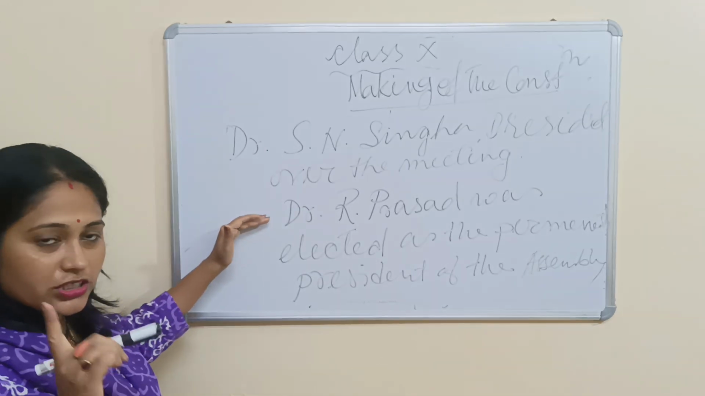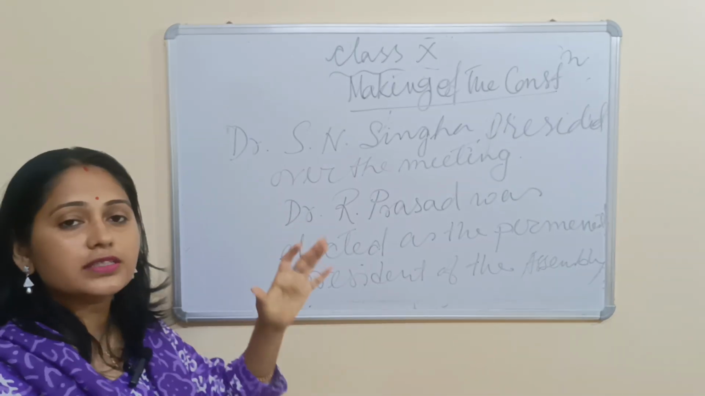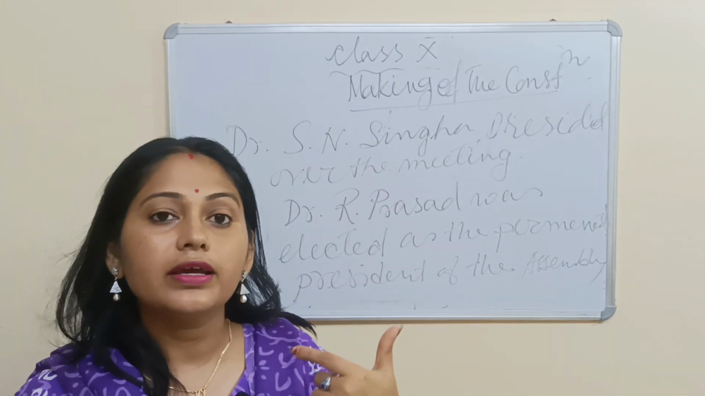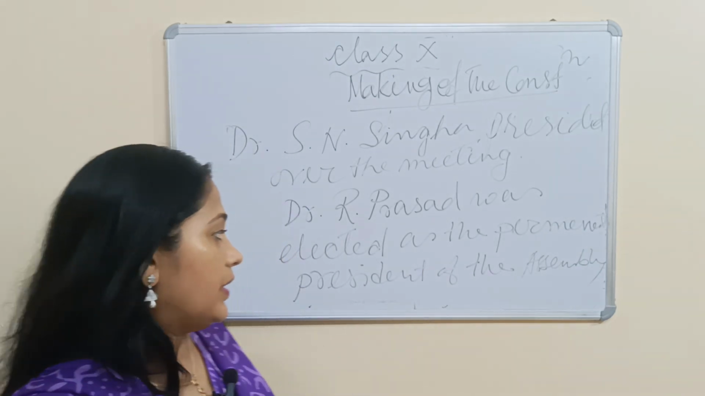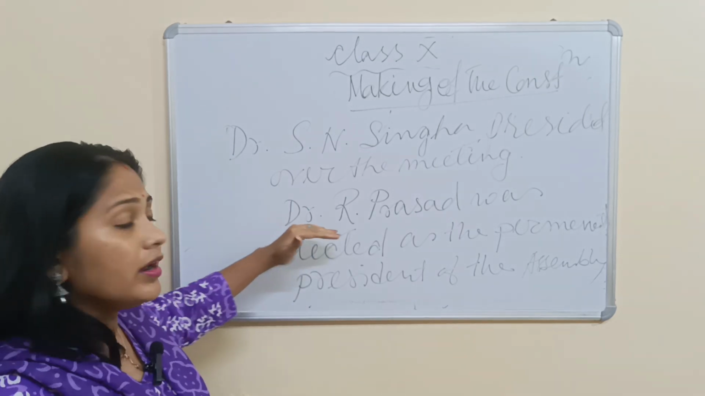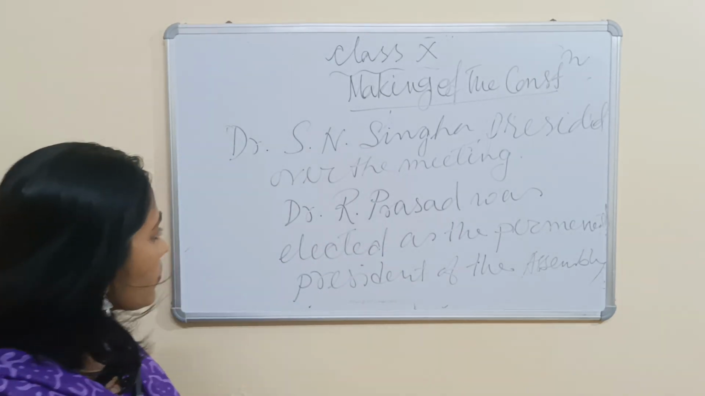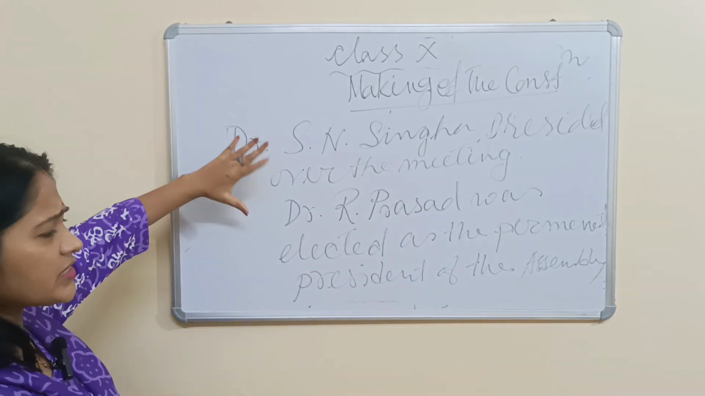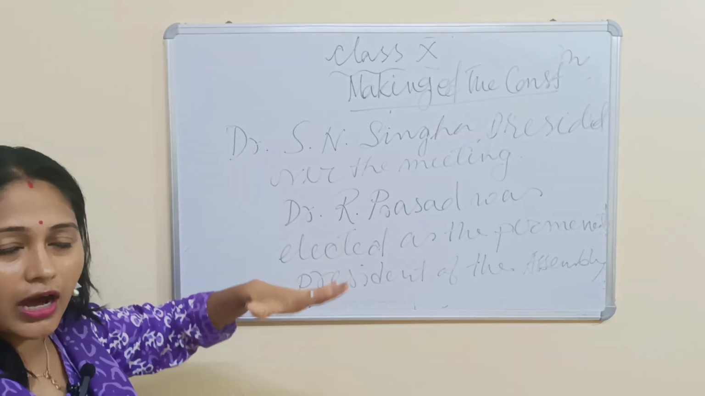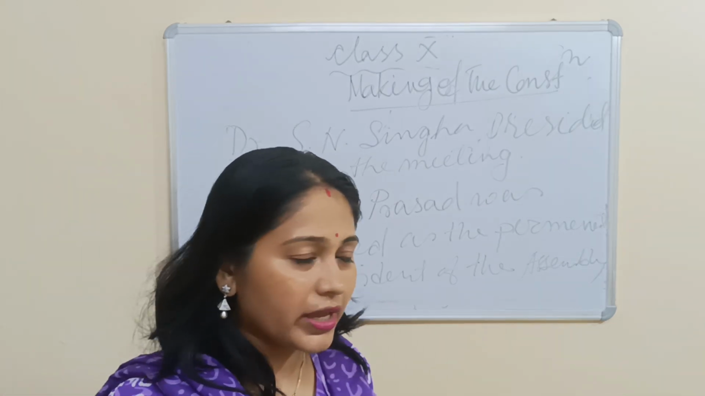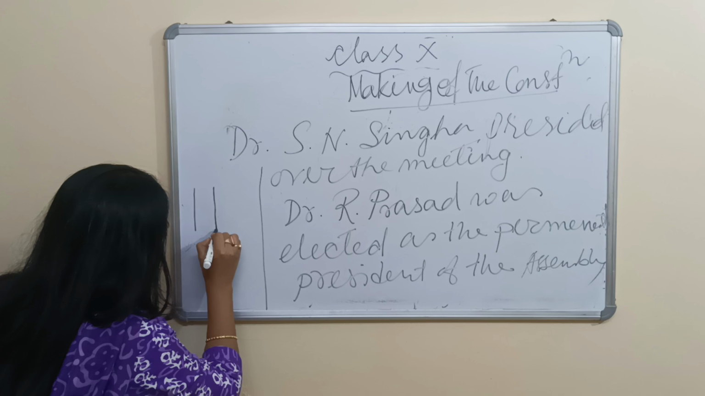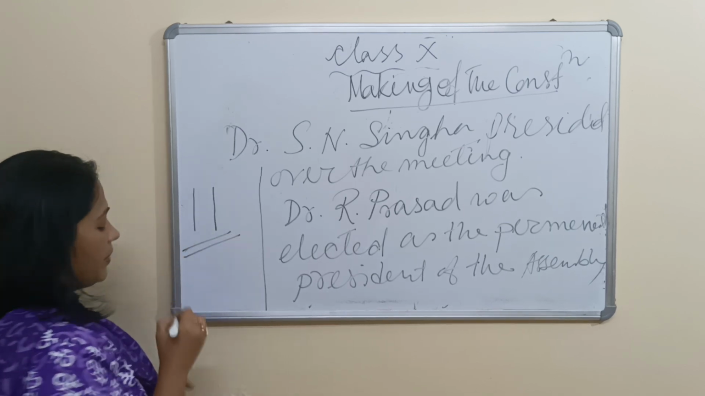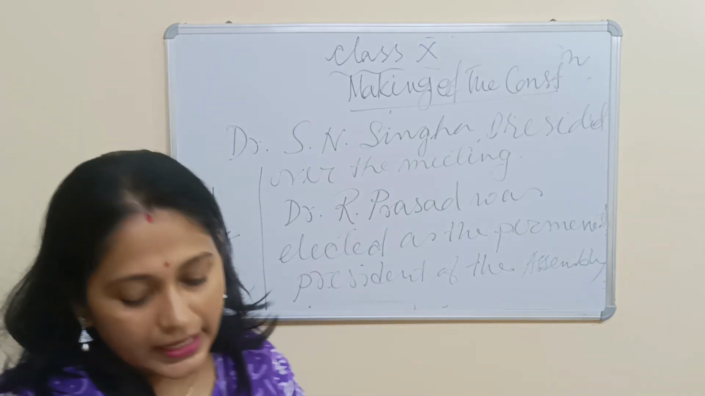So this is a very important question for 1 mark. Who was the first president of constituent assembly? So it will be Dr. Rajendra Prasad. He presided over. He means Dr. Sachibananda Sinha presided the first meeting. Okay. And there was a total of 11 meetings of the constituent assembly.